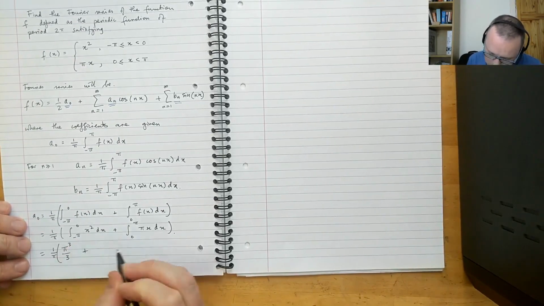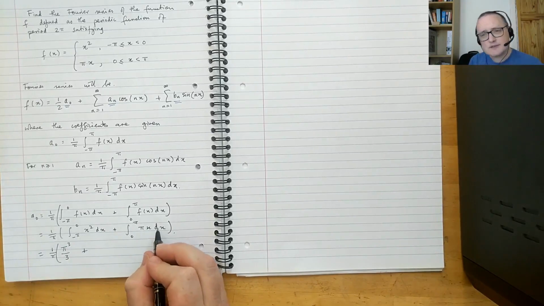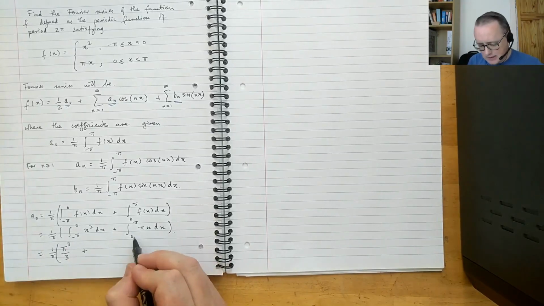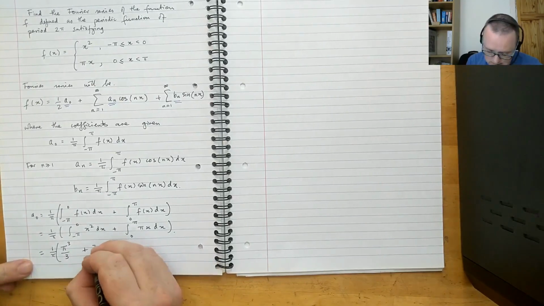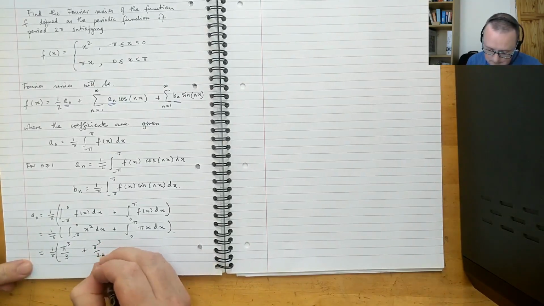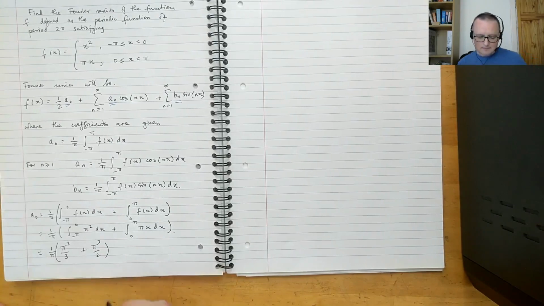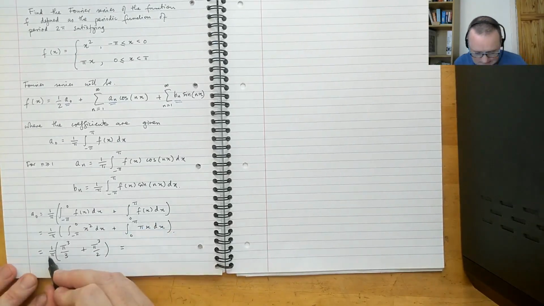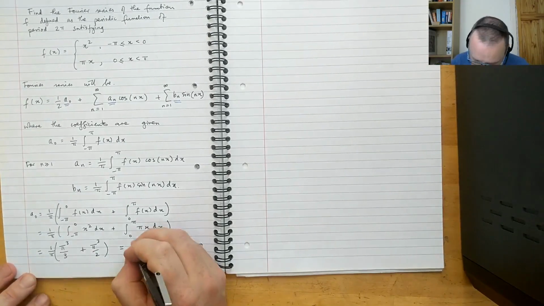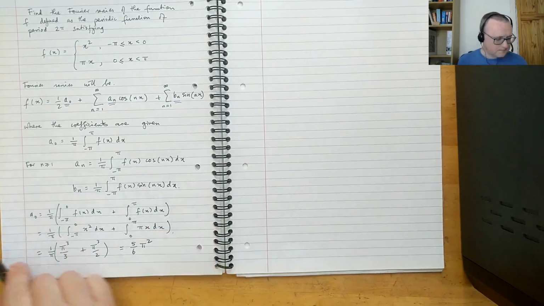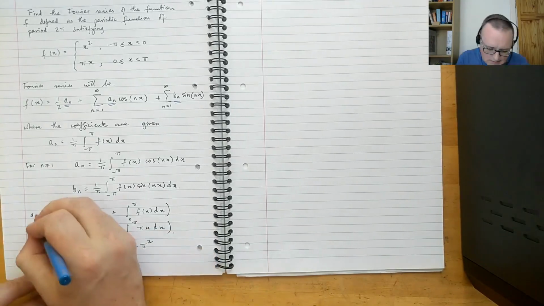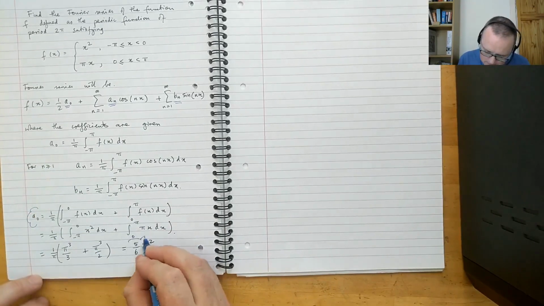And then down here, this integrates to pi x squared over 2. You don't get anything when you evaluate at 0, and you get pi cubed over 2 when you evaluate it at pi. And cancelling the pi and bringing these two fractions together is going to give us 5/6 of pi squared. So that wasn't too bad.